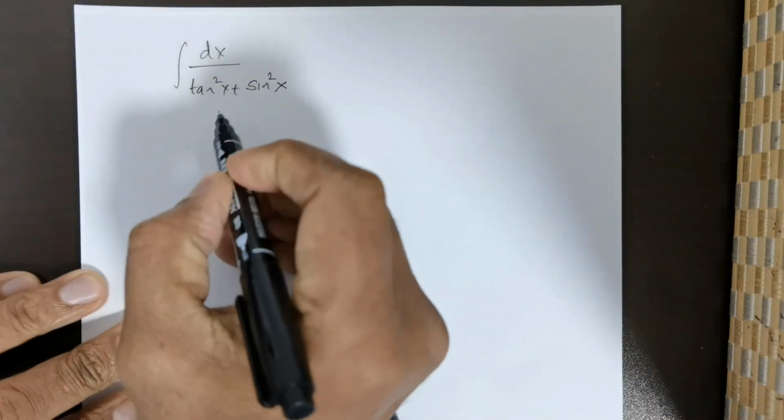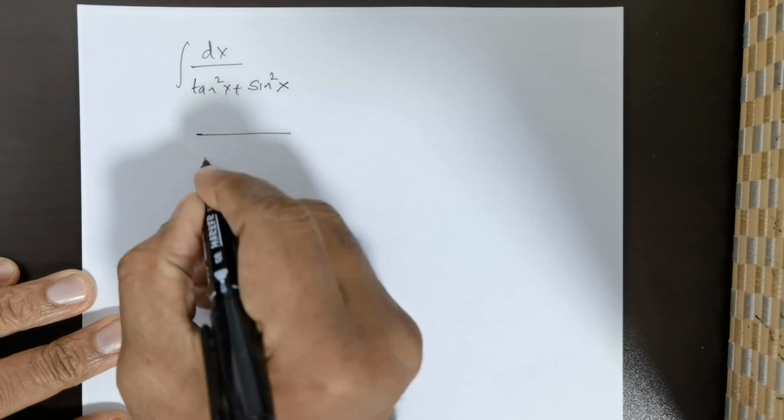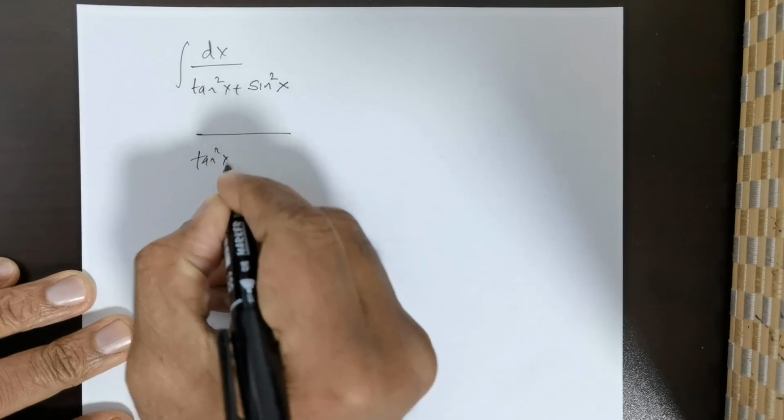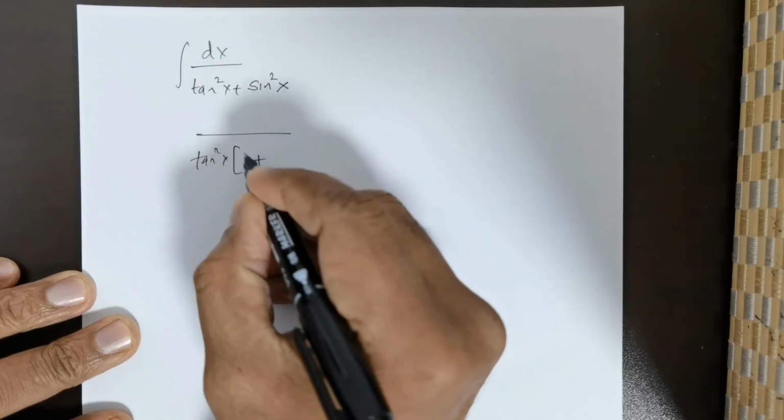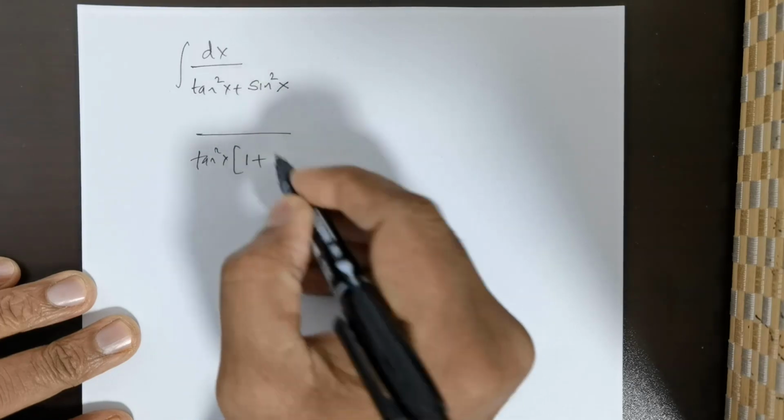Welcome students, we are expected to integrate the integral of dx over tan squared x plus sin squared x. So what I wish to do is take tan squared x out. This would give me tan squared x times (1 plus ...). Now sin squared x is there.